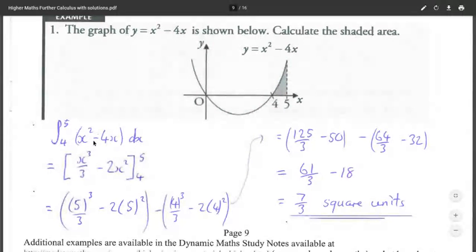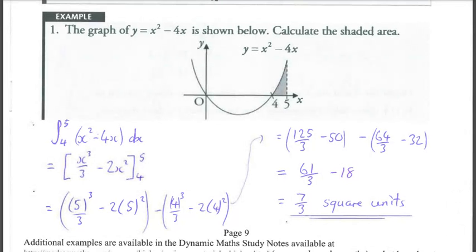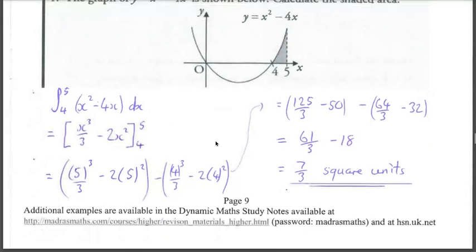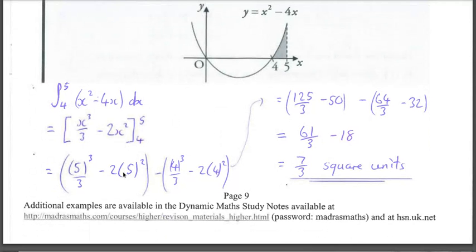So add 1 to the power, divide by the new power. Remember, square brackets and the upper and lower limit written at the end of those square brackets. So it'll be x cubed divided by 3, or 1/3 x cubed if you prefer. Integrate 4x, we'll get 4x squared divided by 2, which is just 2x squared. And then what do we do next? We substitute in the upper limit, so substitute in 5, and substitute in the lower limit, and subtract those from each other.